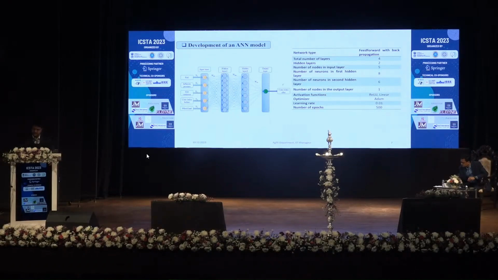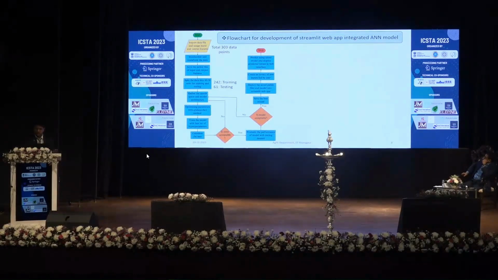The first hidden layer consists of 8 neurons, and the second layer consists of 6 neurons. The rectified linear activation function was used in hidden layer 1, and in hidden layer 2 we used the linear function. The optimizer used was the Adam optimizer with a learning rate of 0.01. So this is the flowchart which was used to develop the Streamlit web app integrated with the ANN model.